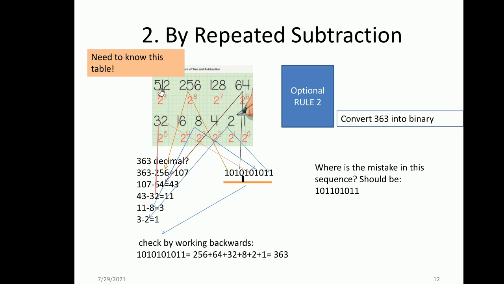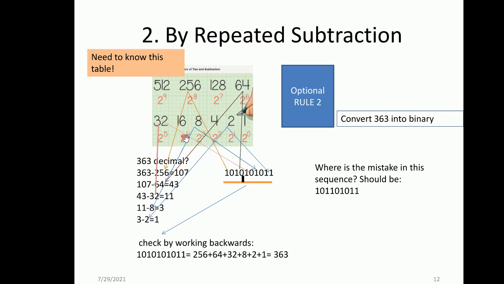2 raised to the power of 9 is 512. 2 raised to the power of 8 is 256. 128 is 2 raised to the power of 7. 64 is 2 raised to the power of 6. 2 raised to the power of 5 is 32. And 2 raised to the power of 4 is 16. Then 8, then 4, then 2, then 1, and so on.